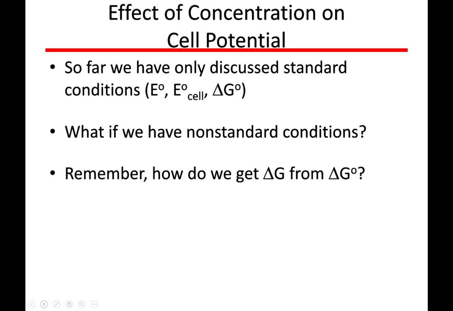To do that, it's helpful to remember how we get the value of delta G non-standard from the standard value of delta G. Previously, we've seen the equation delta G non-standard equals the delta G at standard conditions plus RT times the natural log of Q. And now what we can do is manipulate this equation to help us to see how the cell potential at non-standard conditions relates to the cell potential at standard conditions.